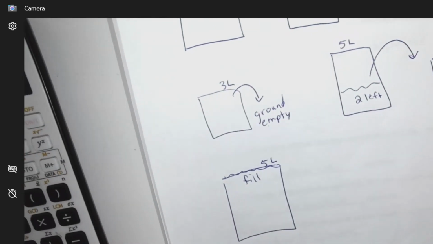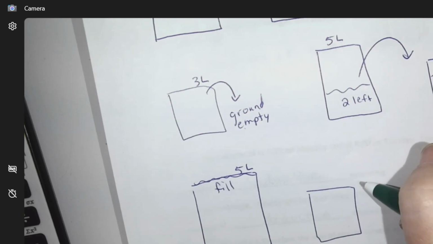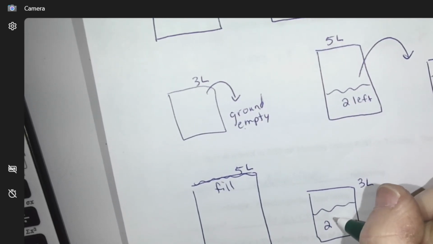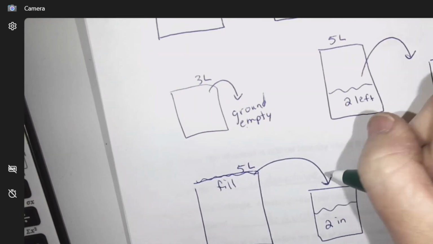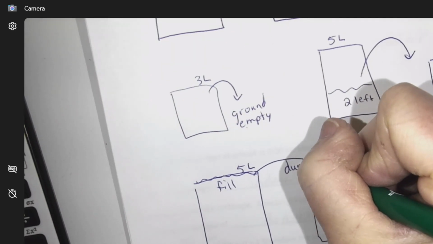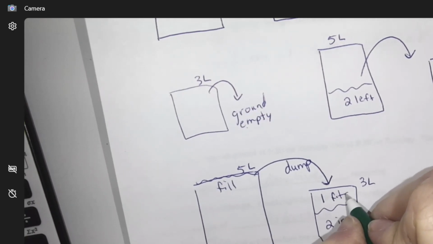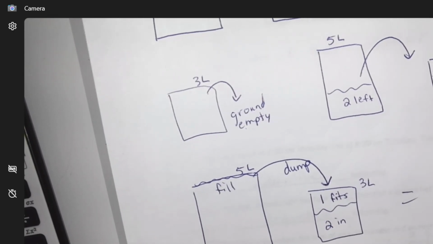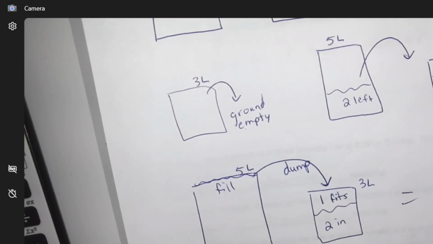I'm going to fill the 5 liter up again. I got my tap, I can fill it back up. And then remember what we had? We had 2 already in that bucket. And then what am I going to do? I'm going to dump. What will happen if I dump that in? How much can I fit in there? 1 fits, which means, what do you got going on in your 5 liter bucket? You only have 4 left, and that was the goal. We got exactly to 4 liters without measurement ticks on our pail.